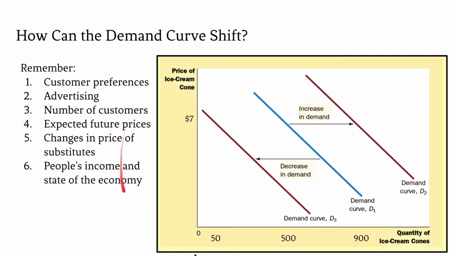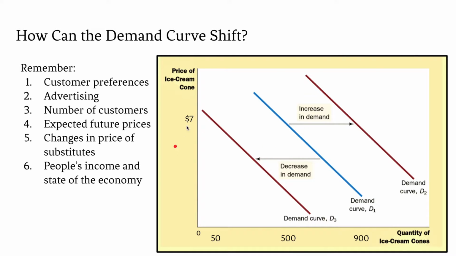Now, taking a look at this chart here, we could call this our before shifting demand curve. So typically, ice cream cones are at $7. The quantity demanded for ice cream cones will be around 500. So that's basically telling us that when ice cream cones are priced at $7, around 500 ice cream cones will be demanded in this market.